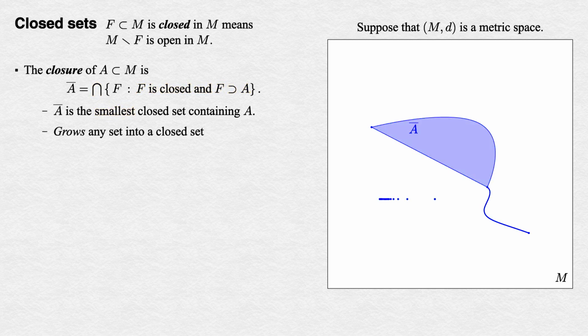We think of this closure as growing any set into a closed set, again by picking up all of the points right next to it. It's a quick exercise in terms of the definition that a set A is closed if and only if its closure is A. We can also think about the closure of A in terms of what its points are.